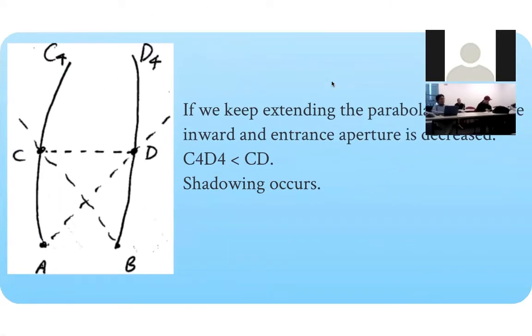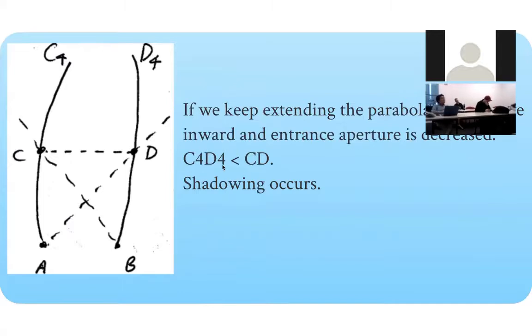Okay, now let's keep thinking about how this CPC can be improved. What happens if I keep extending the parabola? As I said before, we were adding mirrors to it. What if I keep adding the mirrors, keep going up and changing the beta? Turns out that they, of course, start curving inward, so you can see they start bending inside. And the entrance aperture now starts decreasing.